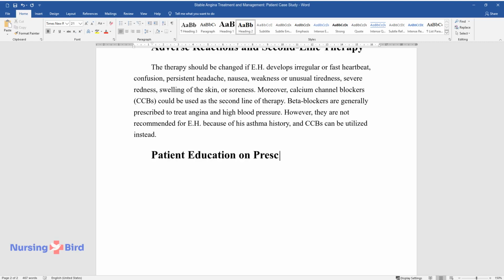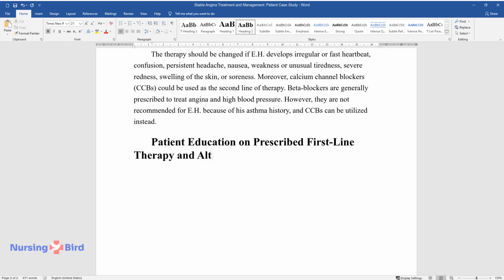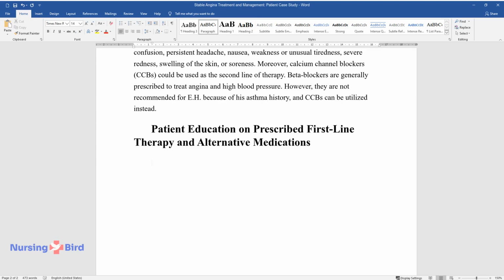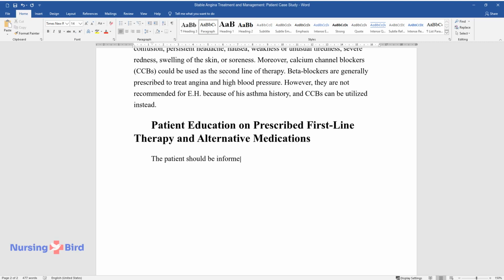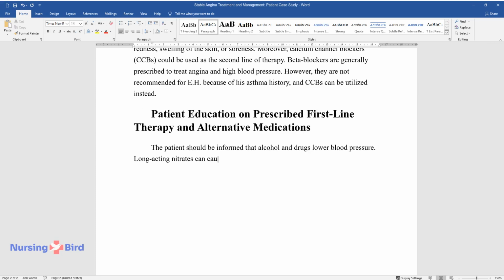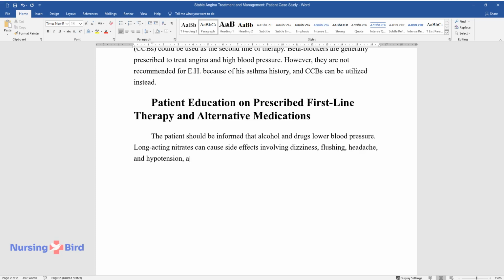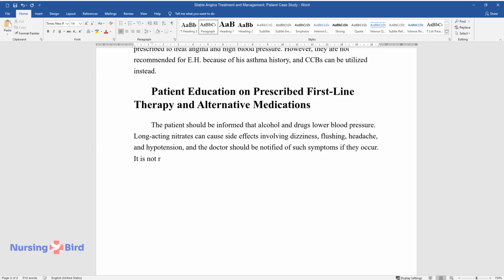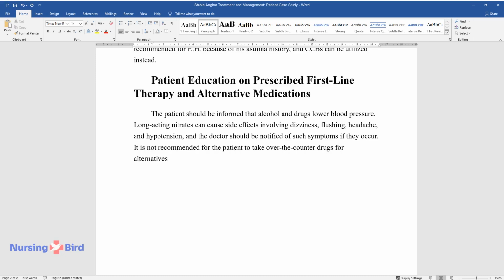Patient education on prescribed first-line therapy and alternative medications. The patient should be informed that alcohol and drugs lower blood pressure. Long-acting nitrates can cause side effects involving dizziness, flushing, headache, and hypotension, and the doctor should be notified of such symptoms if they occur.